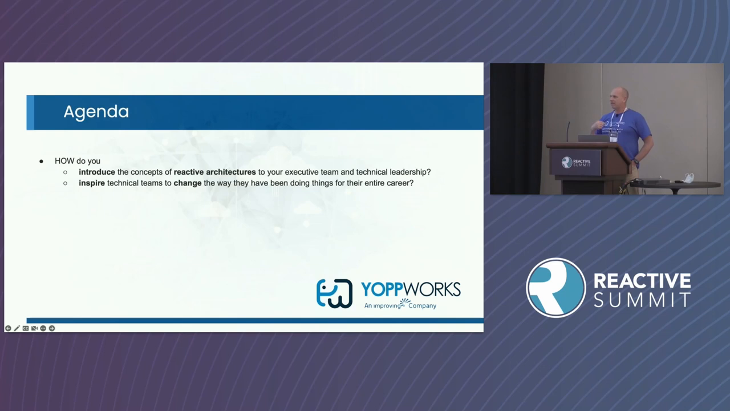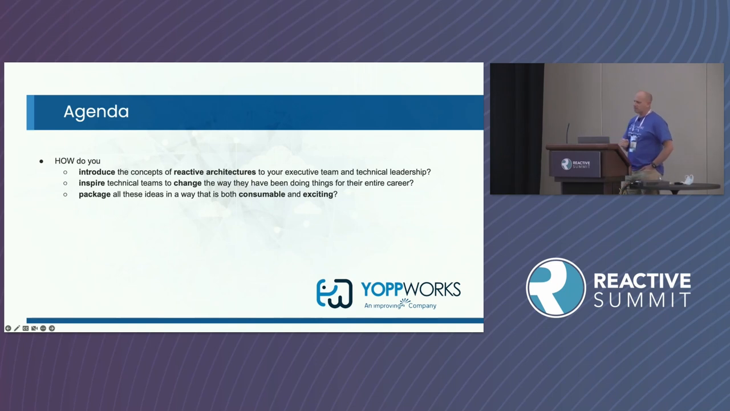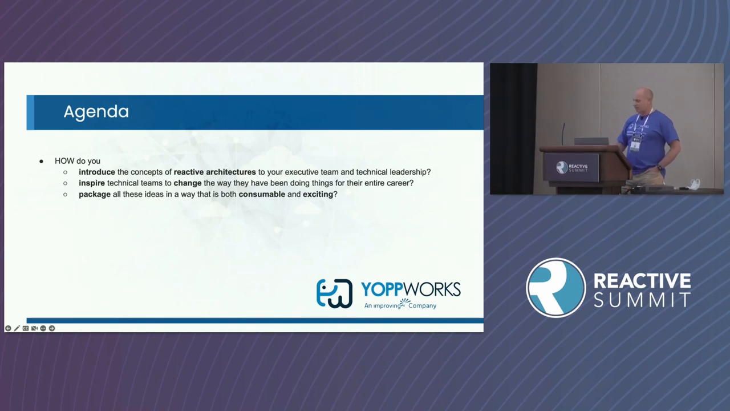This is so ingrained into how they behave and think, but the ways that we talk about reactive systems and the things that you need to do are very counterintuitive to how they've been doing things for a long time, right? So how do you get them to make that switch? How do you package those ideas so that they're easily consumable and exciting? So how do you get people fired up to be able to start working on these kinds of things?